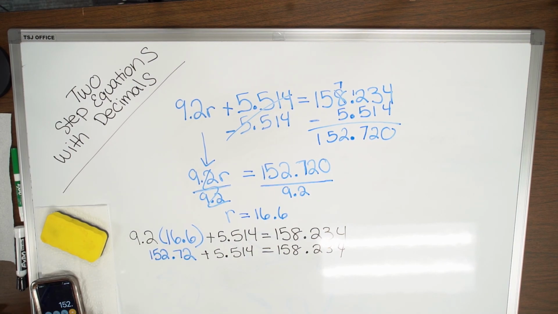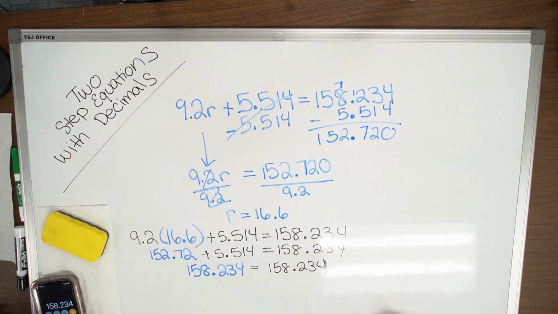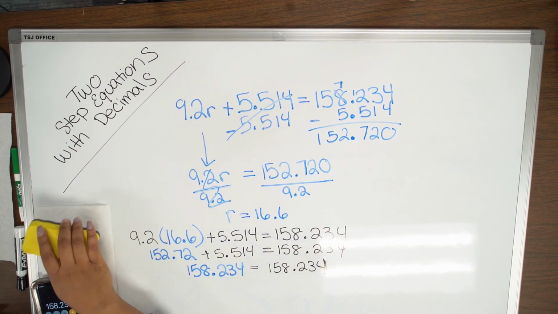So 152.72 plus 5.514 equals, let's write it in blue, 158.234, and that equals 158.234. All right, sorry you can't see that because of the light, but that is a 4, trust me. Okay, can you see it? There you go, it's a 4. All right, so that's how we know that 16.6 was the correct answer.